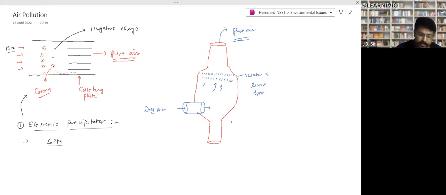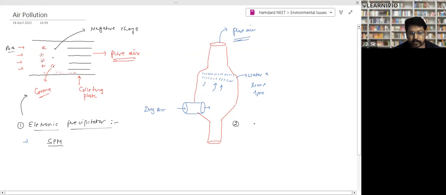Now the second one, this is called the scrubber. This one.